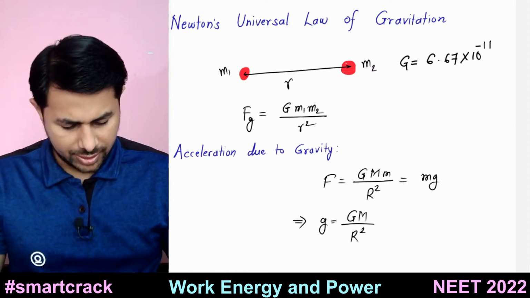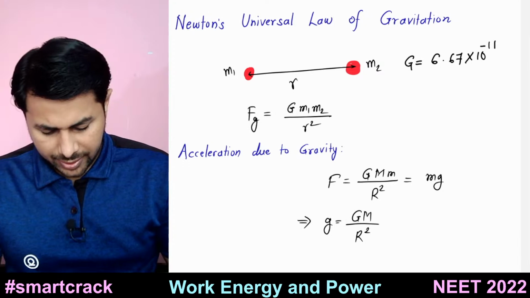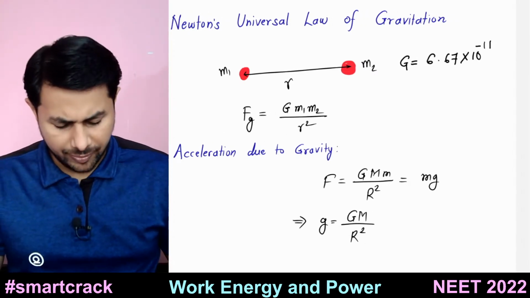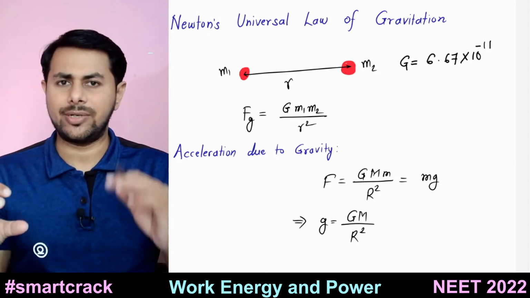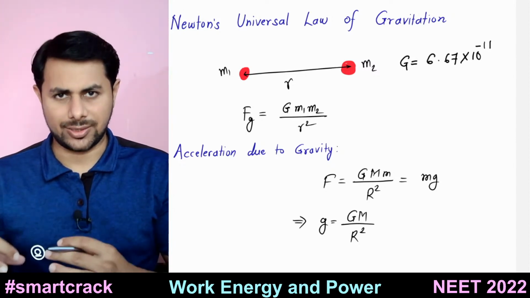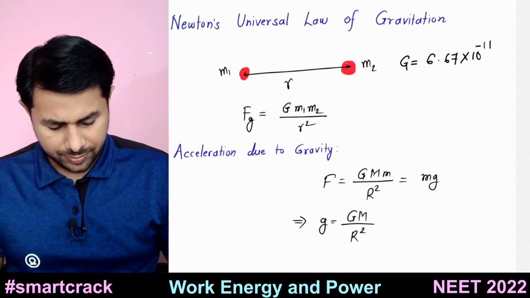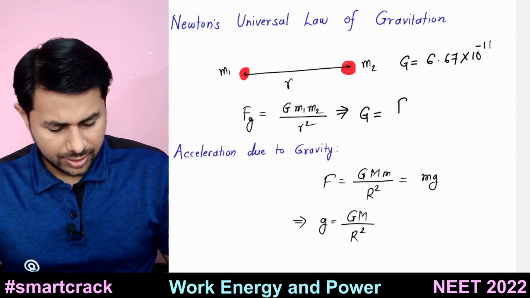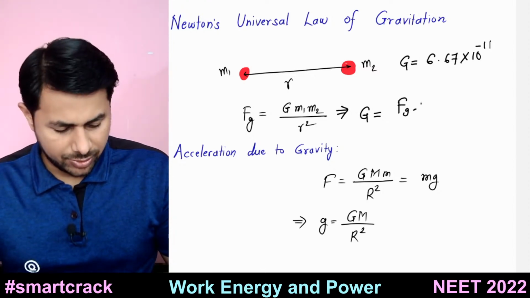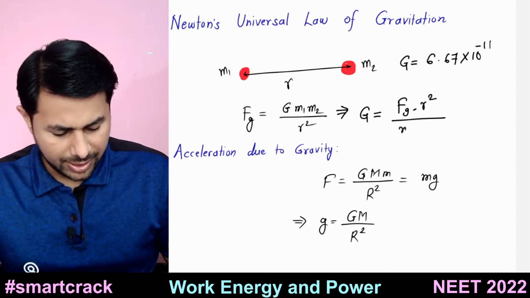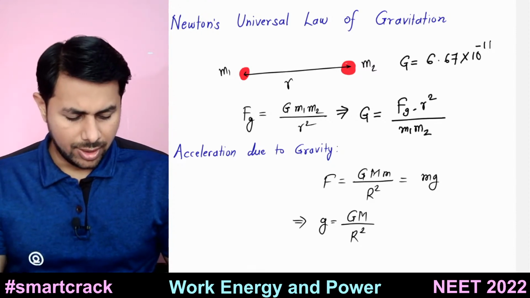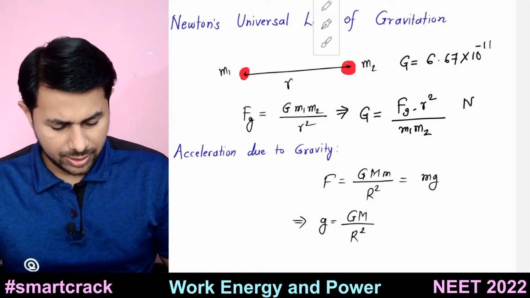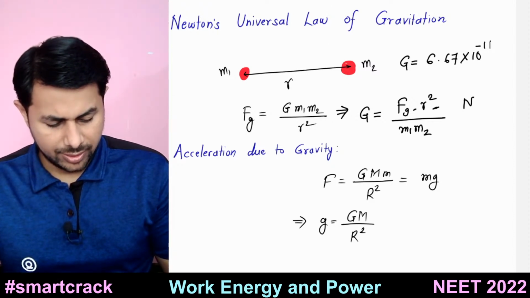And what is the unit? So if you take this r square on this side and m1 m2 also on that side, it will be force multiplied by distance square divided by square of mass. Okay, so you can find G from here. It will be F suffix G, which is gravitational force, into r square divided by m1 m2. So unit of force is Newton, unit of r is what? Meters.